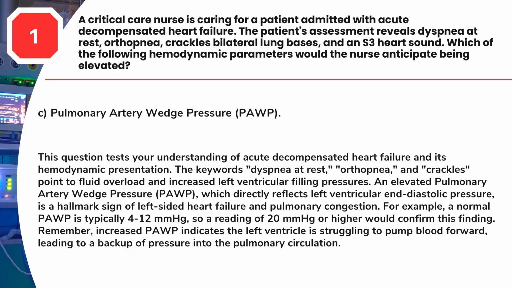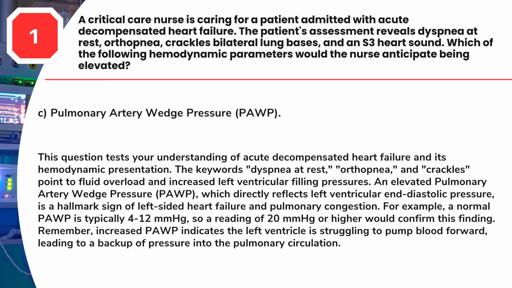Answer: C. Pulmonary artery wedge pressure, PAWP. This question tests your understanding of acute decompensated heart failure and its hemodynamic presentation. The keywords dyspnea at rest, orthopnea, and crackles point to fluid overload and increased left ventricular filling pressures. An elevated pulmonary artery wedge pressure, PAWP, which directly reflects left ventricular end diastolic pressure, is a hallmark sign of left-sided heart failure and pulmonary congestion.